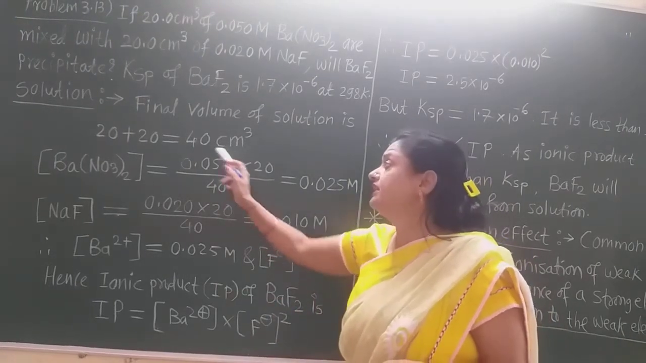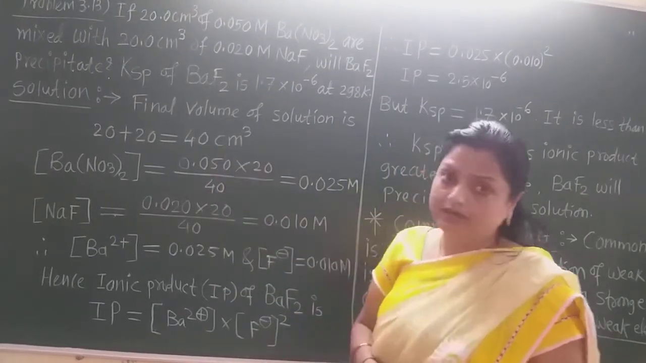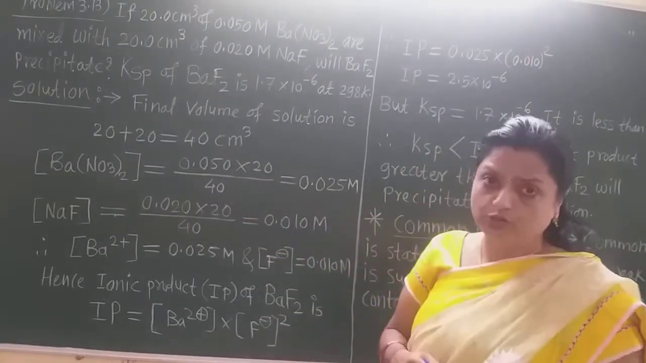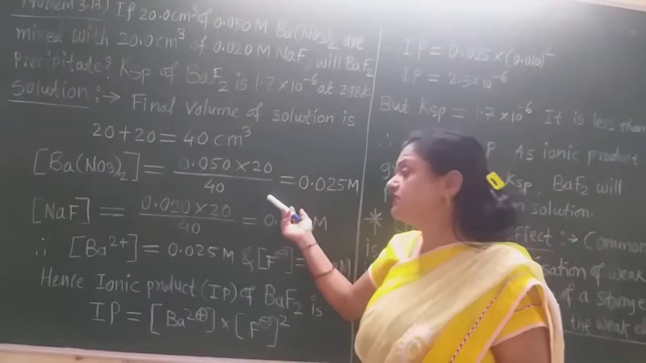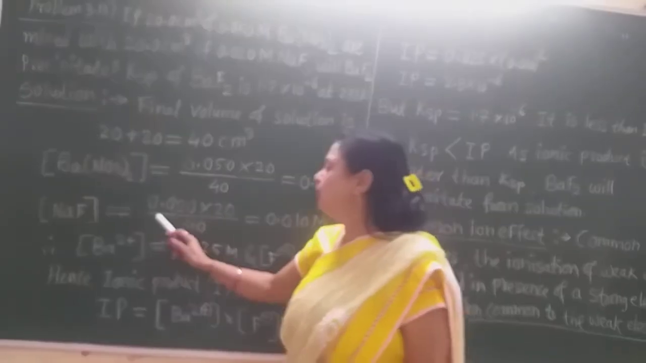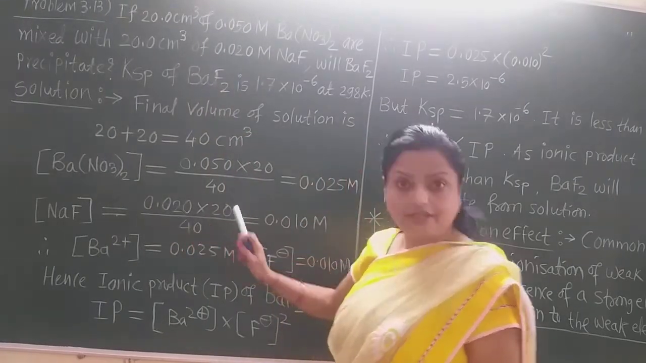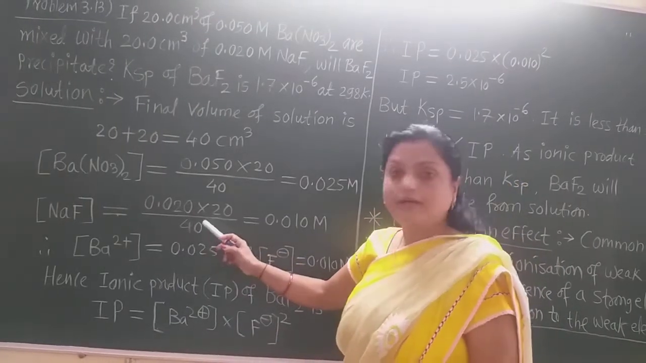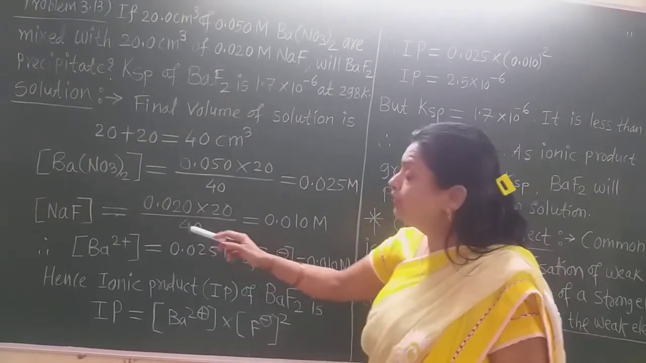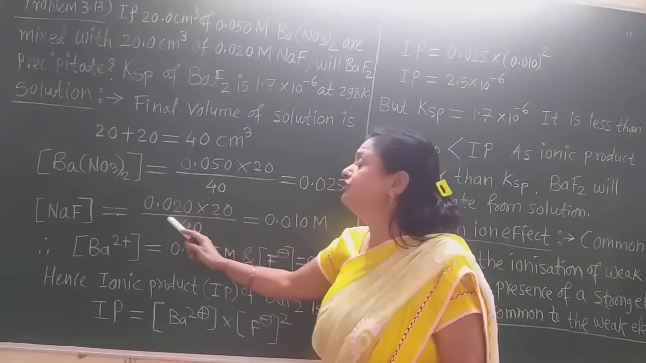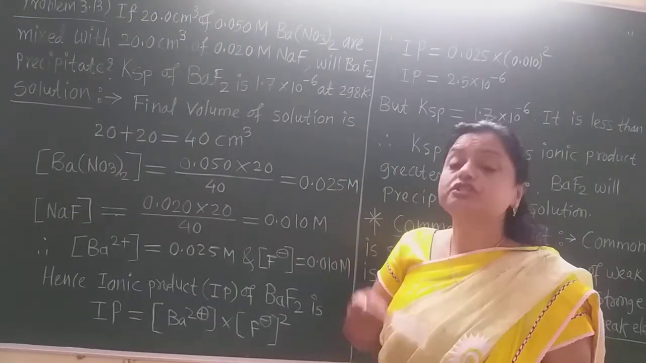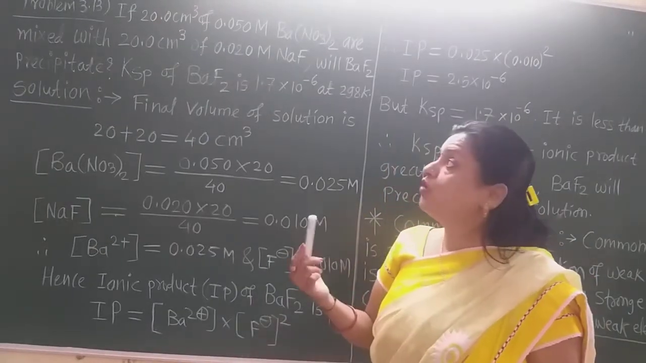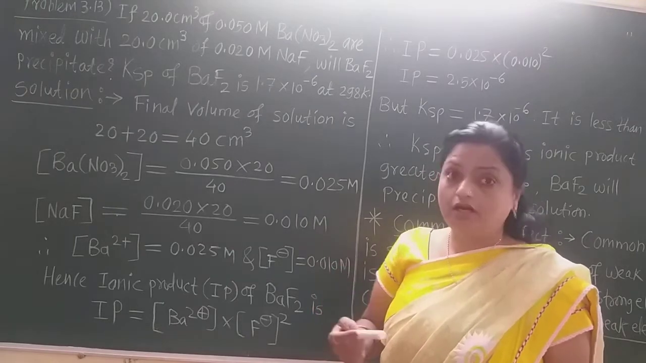Or you may directly divide this concentration 0.050 by 2 because the volume is double. So by dividing the concentration by 2 also we obtain this value, remember that. Similarly, the concentration of NaF is first 0.020 in 20 centimeter cube, and now we want it in 40 centimeter cube, so divide it by 40, then you obtain this value. Or you directly divide 0.020 by 2 because the volume doubles, so the concentration becomes half. In problem 3.11 we learned about that.